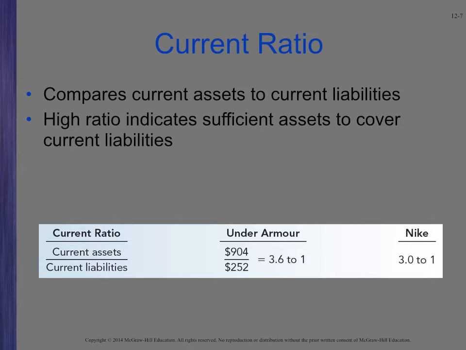So this means that a company needs to maintain sufficient current assets to pay current liabilities as they become due. Thus, a higher ratio usually indicates less risk, particularly less liquidity risk. In this scenario, Under Armour faces less liquidity risk than Nike.